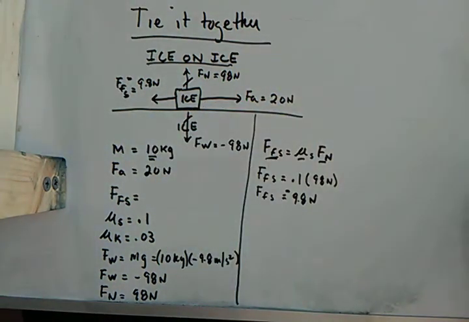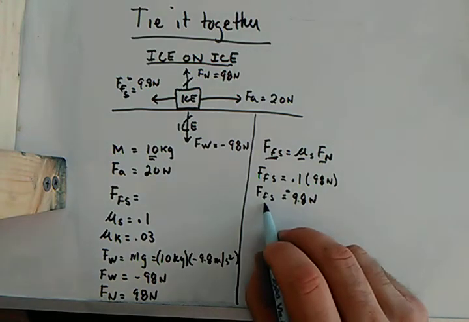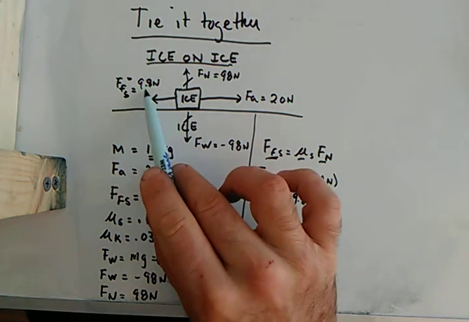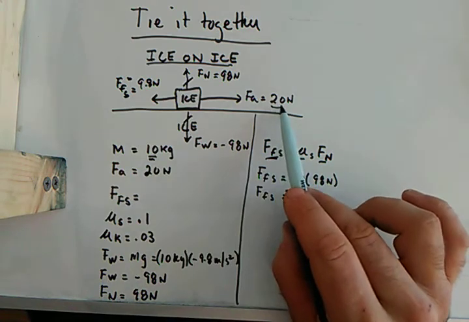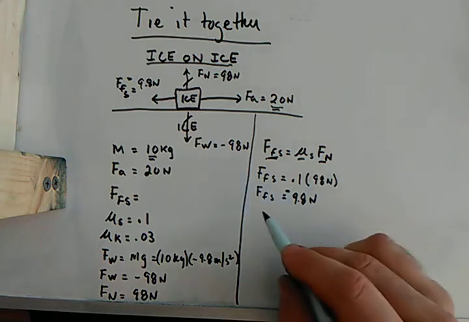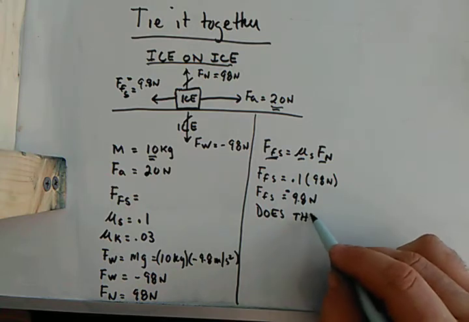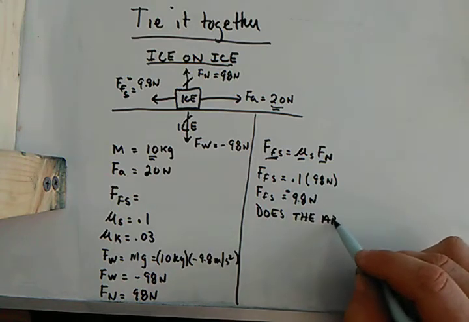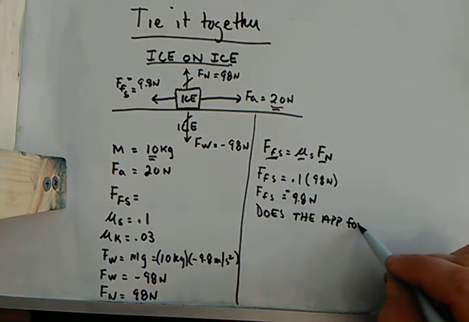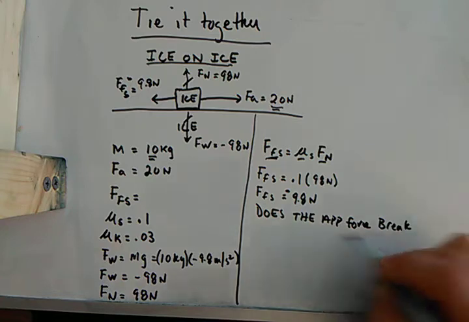So let me break this down for you a little bit more. Now, because the frictional force is 9.8 pulling back, and that applied force is 20, we just arbitrarily gave it that number. I'll write this question: does the applied force break friction?